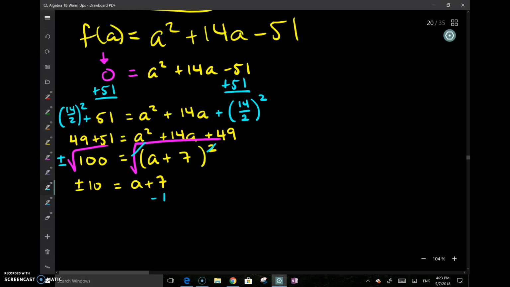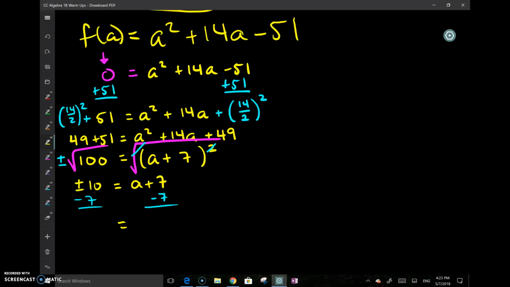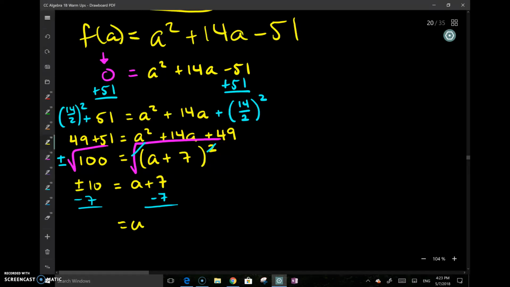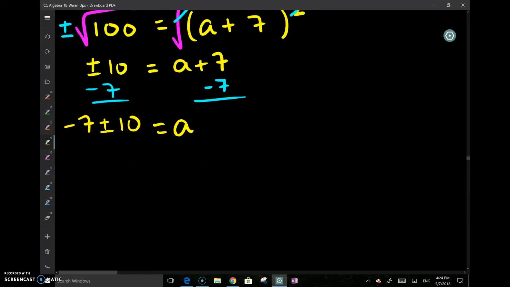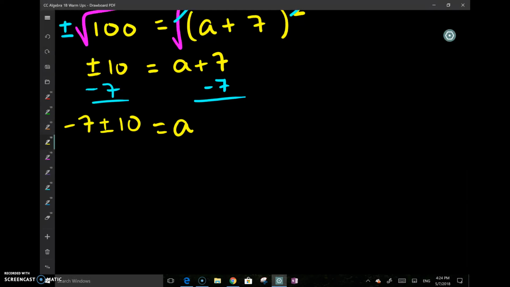So minus 7 and minus 7. So if you're wondering, well, hang on, what do you do with this negative 7 and the plus minus 10? Do you add the 10 or do you subtract the 10? The answer is you do both, but you need to represent both actions. So I'm first going to write down that this is negative 7 plus or minus 10. And then from here, because it's plus minus 10, I need to represent both answers, one with the plus 10, the other with the minus 10.